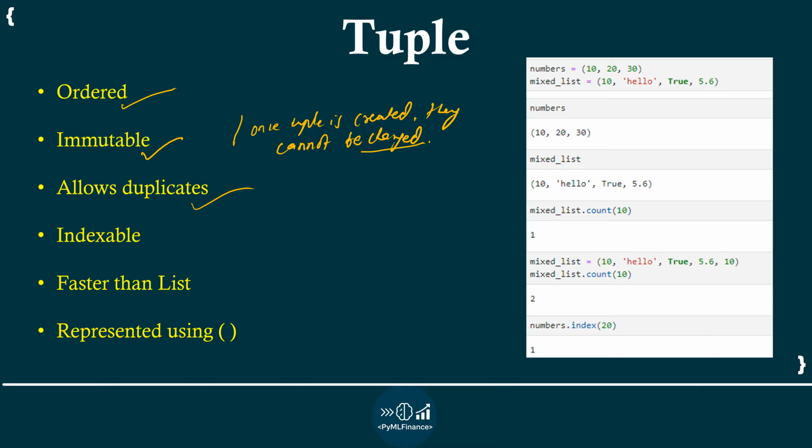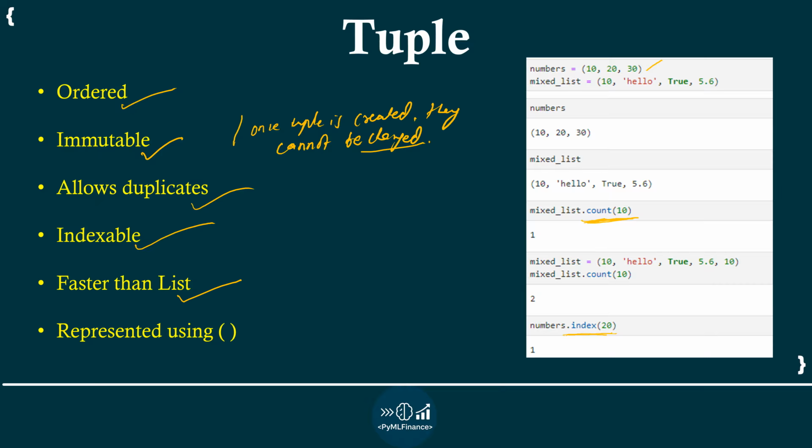There are only two built-in methods for tuple, that is count. You want to count the number of occurrence of any value, then you can use dot count method on top of tuple. And index, so let's say you want to check index of any value. What is the index of 20 in this list, for example? So you can use dot index method. Hence tuples are also indexable, similar to list.